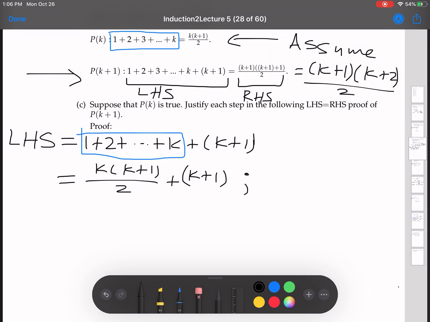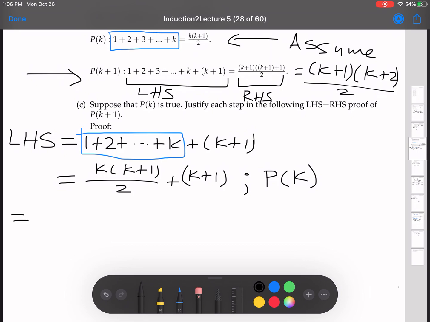We want to justify this step. This is the inductive assumption. Or you can just write P of k. I'm perfectly fine with you writing P of k because that is the inductive assumption. The inductive assumption is P of k. So writing P of k there says that you're using the inductive assumption to do that.